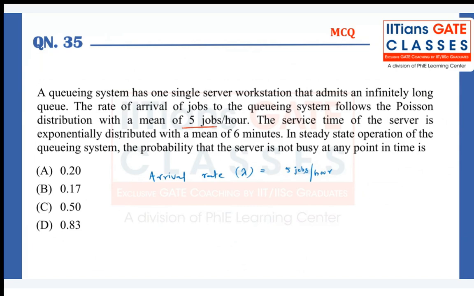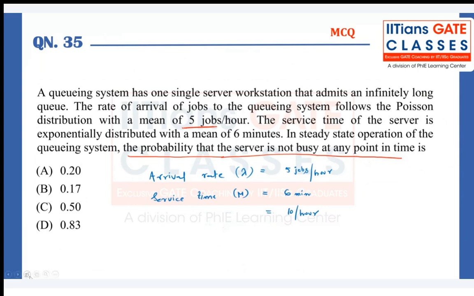The service time has an exponential distribution with a mean of 6 minutes, right? Now here service time, so service rate we indicate by mu. Mu is equal to 6 minutes each. Right. Now here you just convert this into hours. So 10 per hour is mu, right? Now in steady state operation of the queuing system, what is the probability that the server is not busy at any point in time?